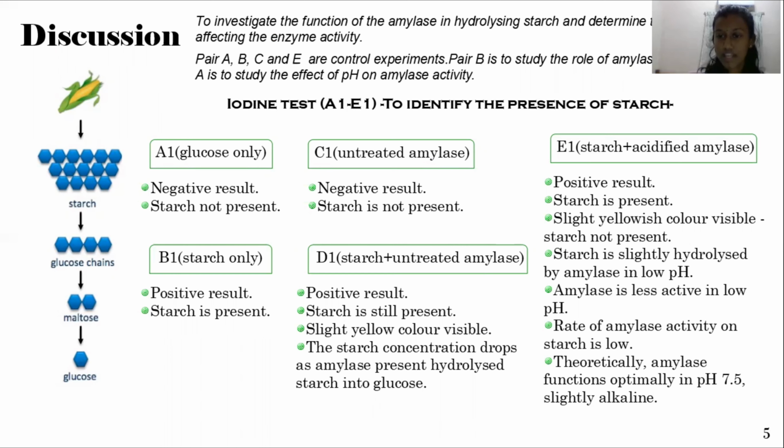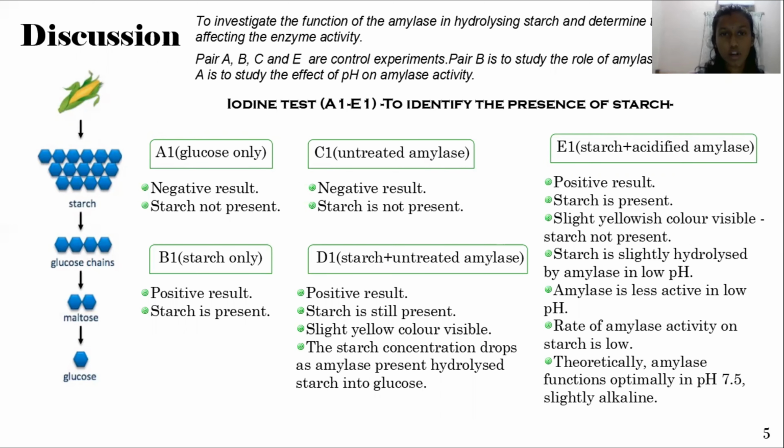Theoretically, we know that amylase functions optimally in slightly alkaline condition, which is pH 7.5. So here in the low pH, the amylase is very less active in the experiment, and the rate of amylase activity on starch is low.